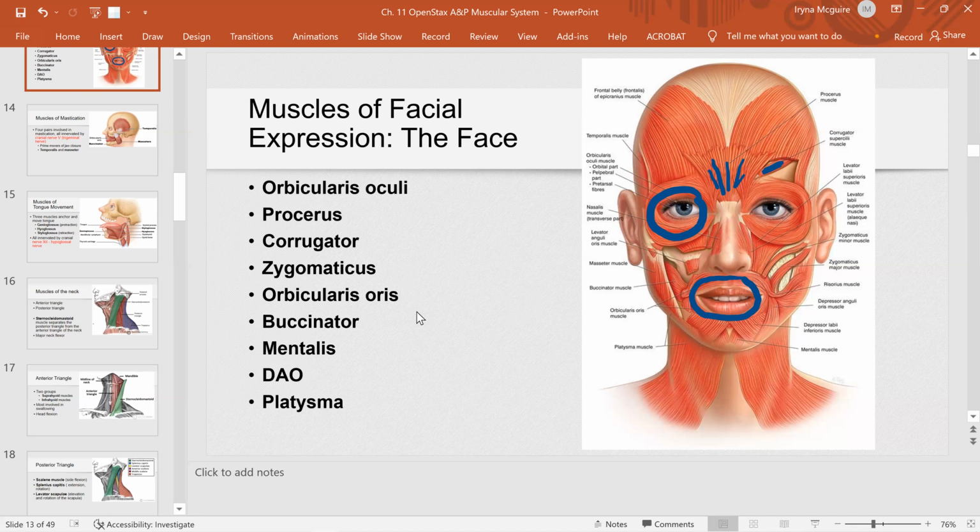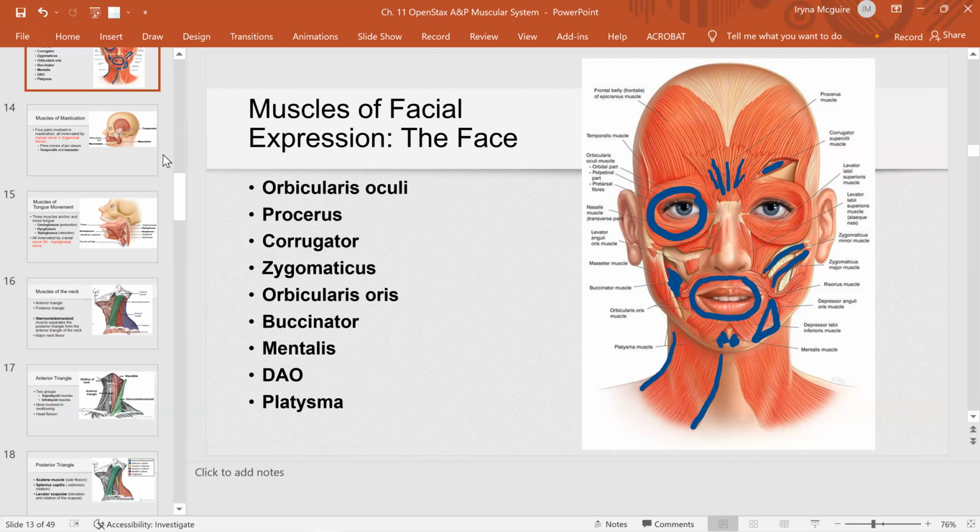Zygomaticus. So here's our zygomaticus. We have zygomaticus minor and zygomaticus major. Orbicularis oris, I already showed you. Buccinator muscle is the muscle of your cheek right here. Mentalis is this muscle over here. Then depressor anguli oris, that is this triangular muscle right here. And platysma is a very thin muscle found in your neck region, right? So that's a platysma.